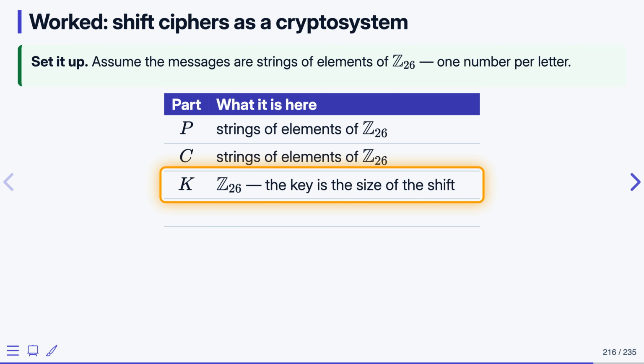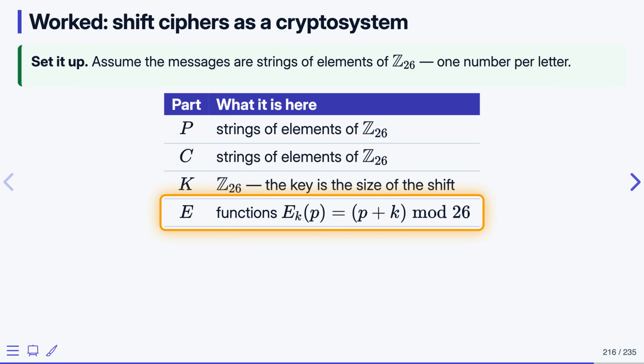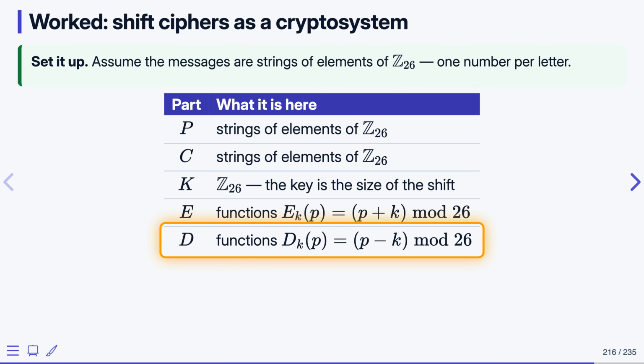That is only 26 keys, which is why the cipher is weak. E is the set of functions that take P to P plus K, mod 26. D is the set of functions that take P to P minus K, mod 26. So the shift cipher really is a cryptosystem, just a very small one.